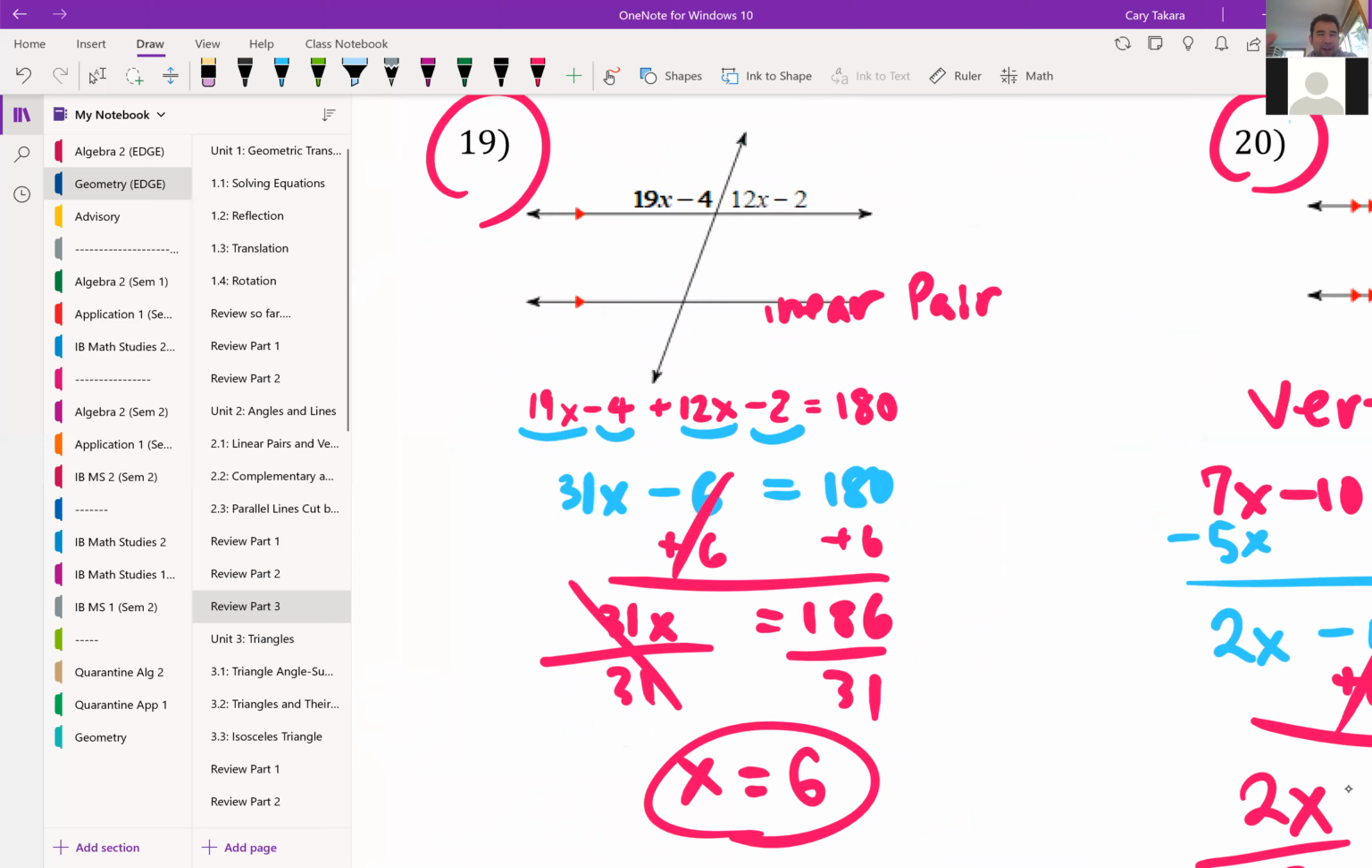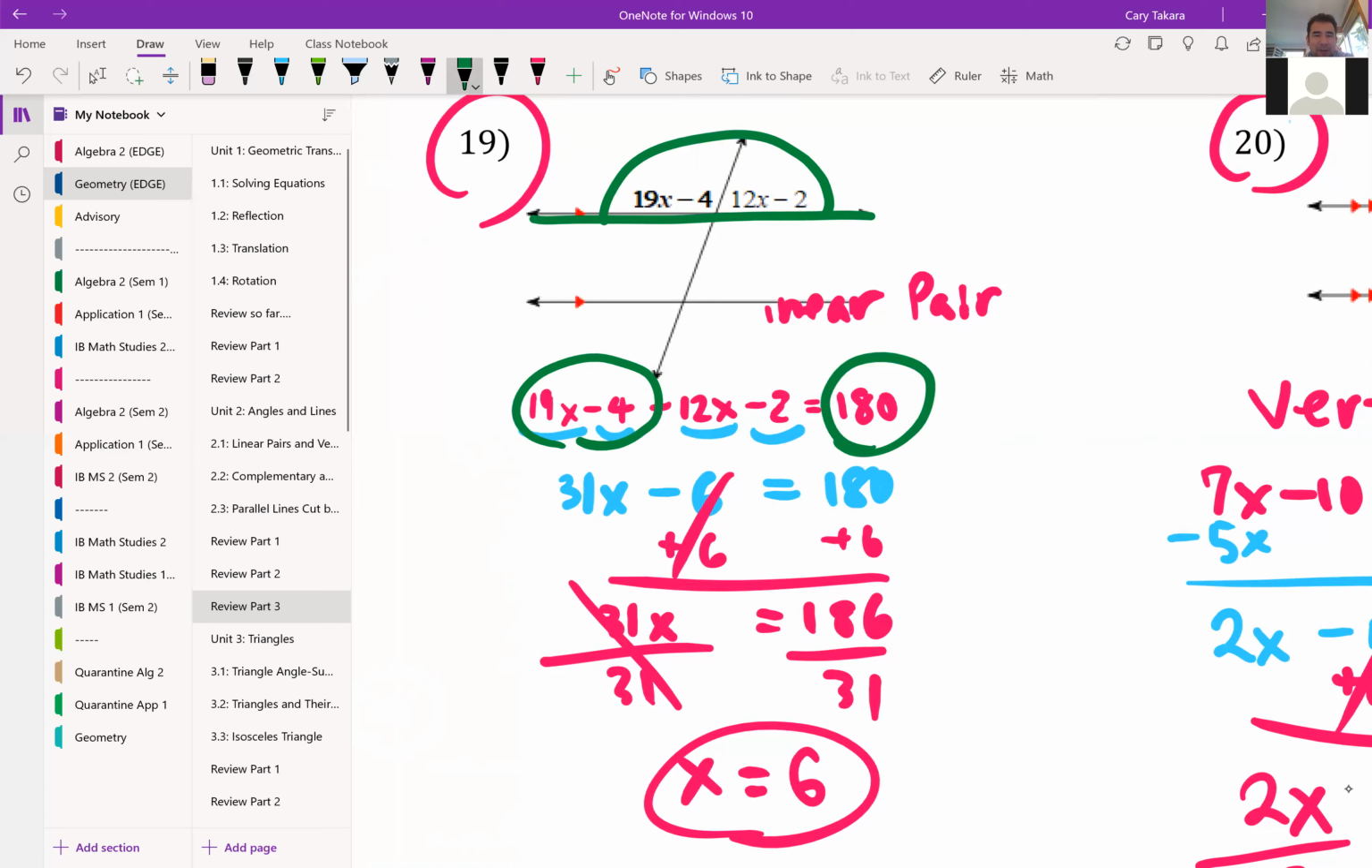And this is a linear pair, right? You see the horizon and the sunset, right? So that's a linear pair, and they add up to be 180. So you've got 19x minus 4 plus 12x minus 2. They're all equal to 180. Okay.